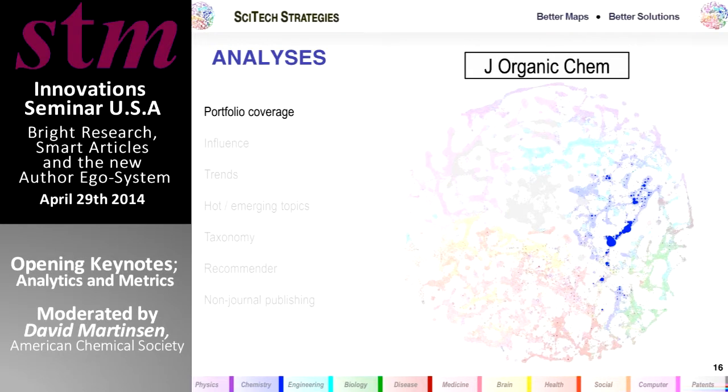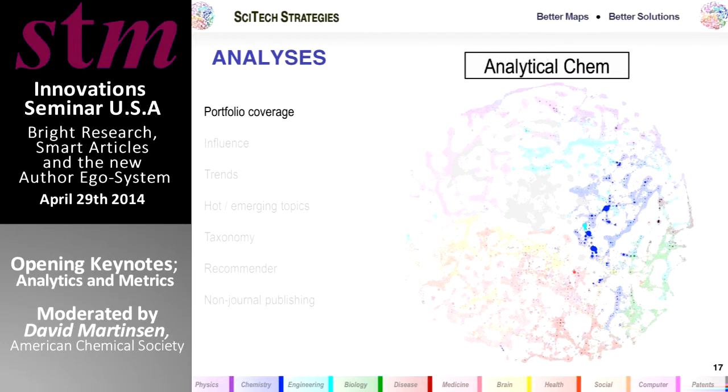And from this, I can actually say, well, organic chemistry is pretty much those big dots in blue here, whereas inorganic chemistry are pretty much those blue dots over there. So I can visually compare these journals. Let's go to analytical chemistry.